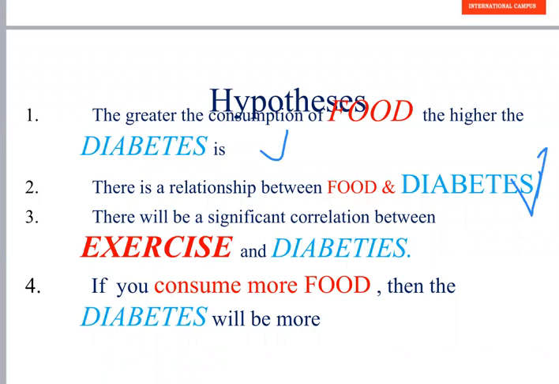There will be a significant correlation between exercise and diabetes. That is also correct. If you consume more food, then the diabetes will be more. That is again another way, different ways. You can word them in different ways as you like. But make sure if you have three hypotheses, you have three statements like this and you write all of those three in the same style.